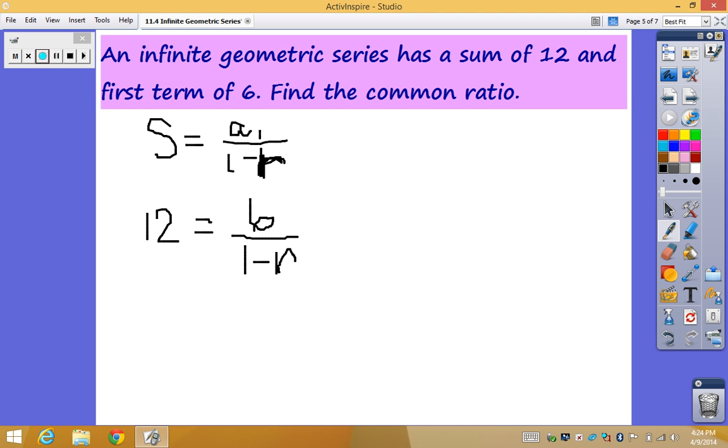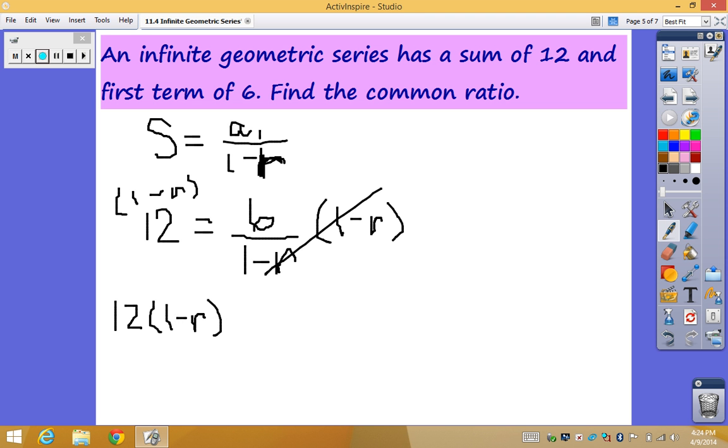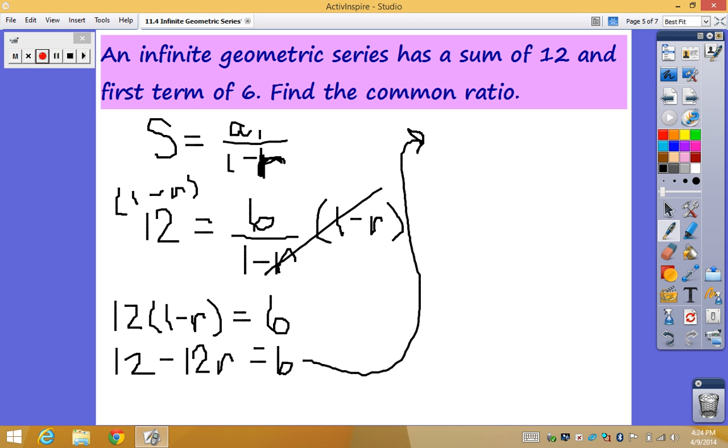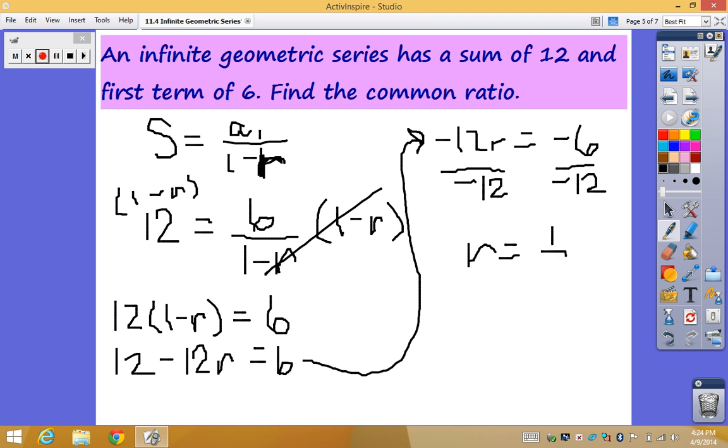So to get the r out of the denominator, let's take both sides times 1 minus r. That will cancel these two out, so we'll get 12 times 1 minus r is equal to 6. If we distribute the 12, we'll get 12 minus 12r equals 6. From there, we will get negative 12r equals negative 6. Dividing by a negative 12, we get that r is equal to 1/2. And it's not asking us to rewrite the equation, it's just asking us to find the ratio, so there's the answer.